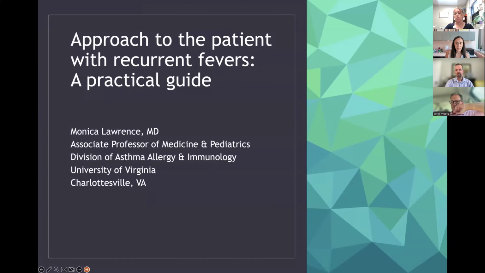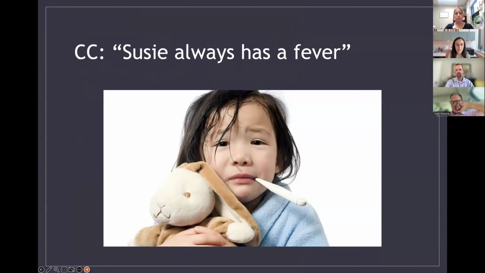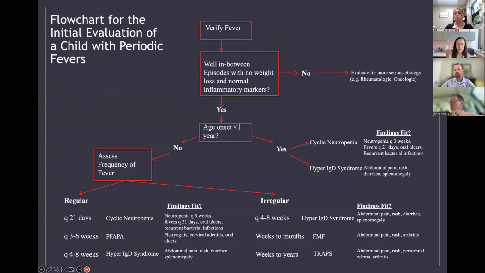What do we do when we get a patient who comes in for evaluation for recurrent fevers? Again, I think this is a patient we've all met. How are we going to think about this patient? How are we going to triage whether this patient needs workup or not? So here's the flow chart, and we're going to walk through it.